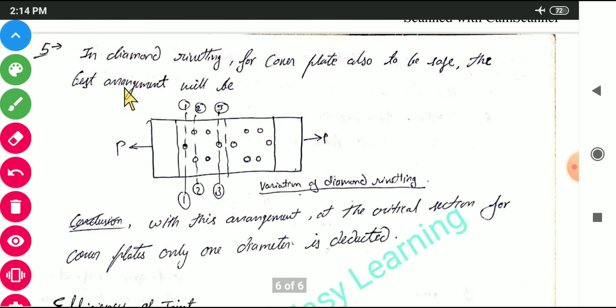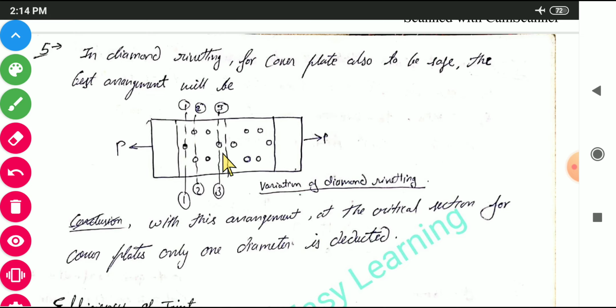Next point we have, in diamond riveting for cover plate also to be safe, the best arrangement will be this. This will be the best arrangement for the cover plates to also be safe. So like in critical section 1 we have 1 rivet, in 2 we have 2, then another, and at critical section 3 we have again one rivet. So this is the formation of a diamond here.